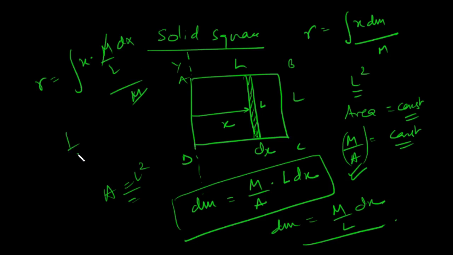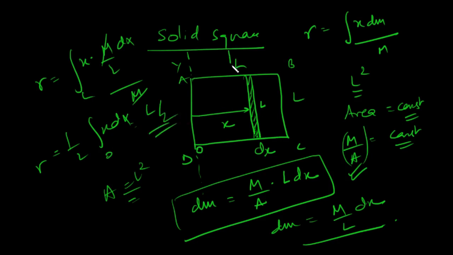Gets cancelled out, 1 over L integration x dx. And what will be this? This will be from 0 to L, because the axis is along the edge. So we consider the edge as origin, and the final length will be L. So 0 to L, this will be equal to L over 2.